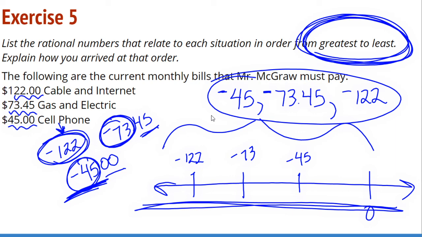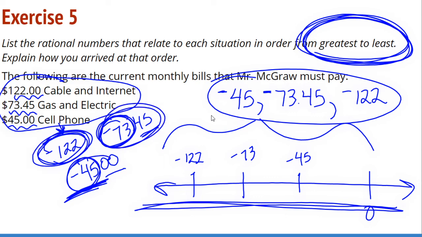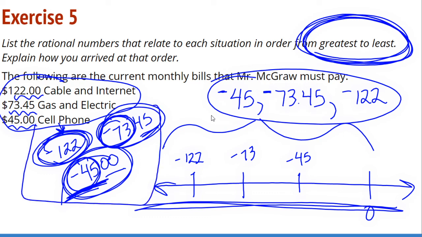Now remember that we're not actually talking about the amount of the bills, we're just talking about the rational numbers that go with the bills. A logical person is going to say paying $122 is way more than paying $45, and that's true. But remember, we're representing these situations with rational numbers, and then we're just practicing ordering them.